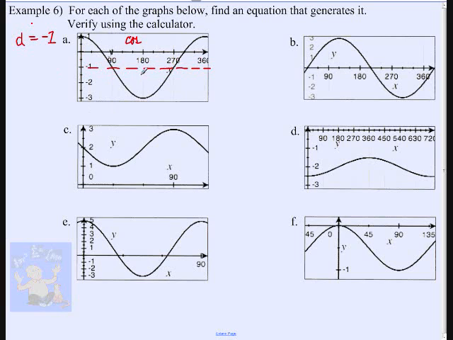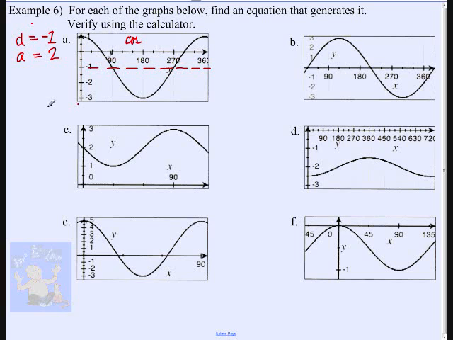What else are we thinking about? Amplitude. The amplitude is the distance from the central axis to the peak. So my amplitude is 2. Is this normal or reflected? Well, this is normal. It's starting high and going low. So when I write my equation, it's going to be positive.